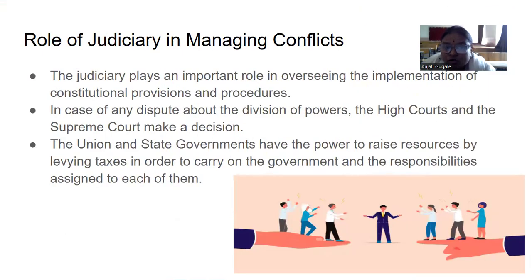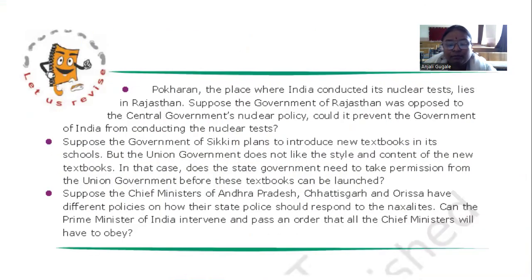Then what is the role of the judiciary in managing the conflicts? It's about managing the union and the state government affairs effectively and for better administration. The judiciary plays an important role in overseeing the implementation of constitutional powers and procedures. In case of any dispute about the division of powers, the high courts and the Supreme Court make the decision. Now children, we will come to the activity.